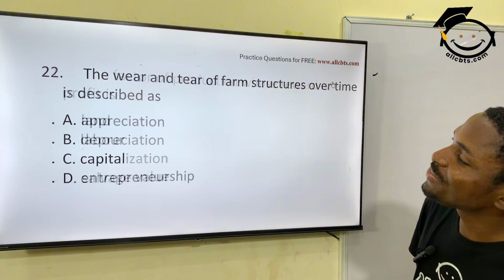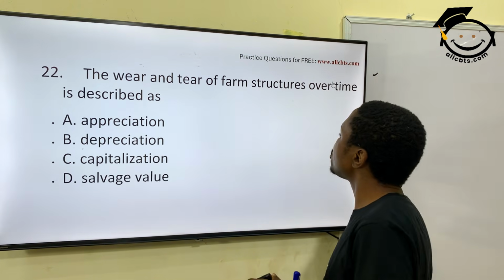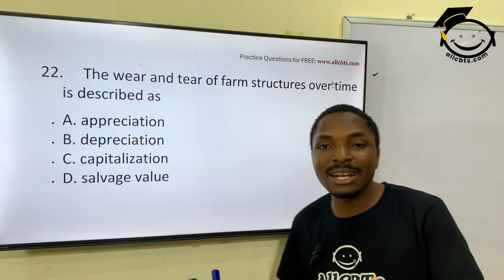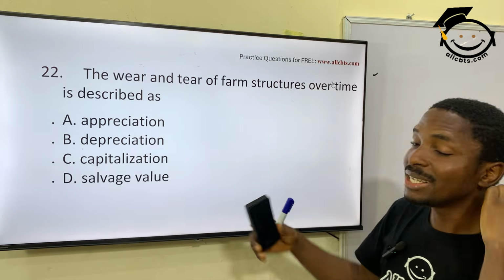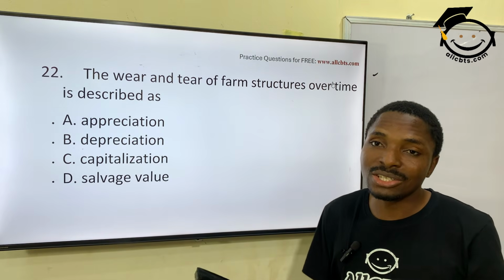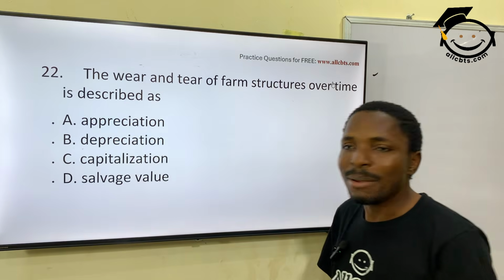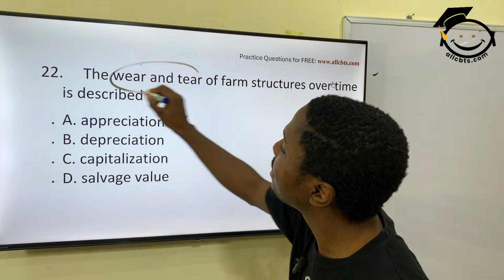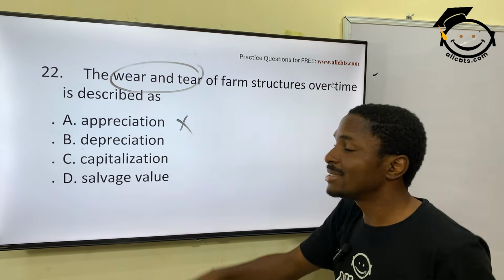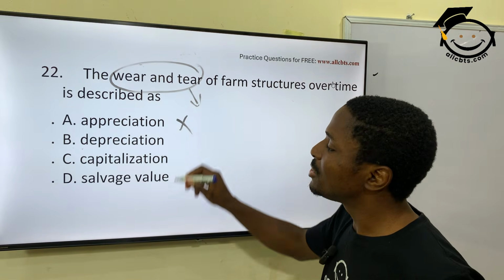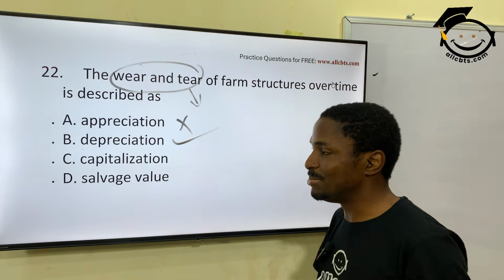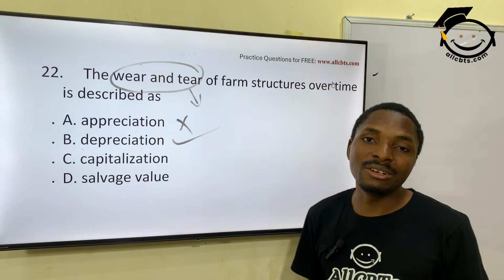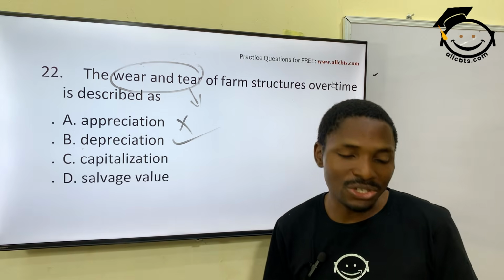Question 22. The wear and tear of farm structures over time is described as what? This one is simply English. Appreciation? No. Appreciation means it's gaining value. And we say wear and tear. Wear and tear means something is decreasing in value. So that is depreciation. Depreciation is reducing in value. It will not be appreciation.